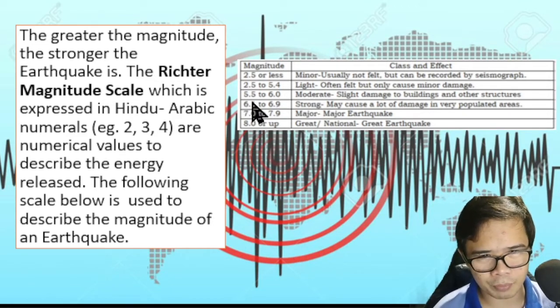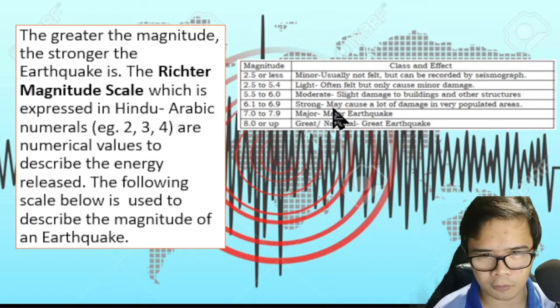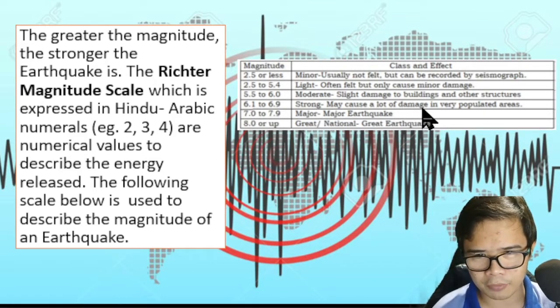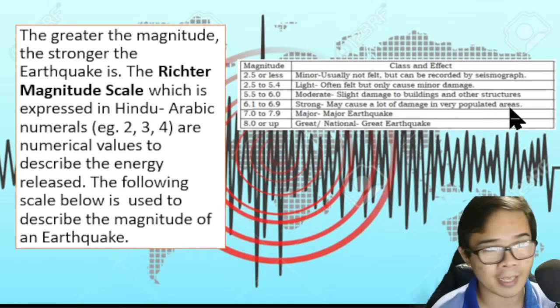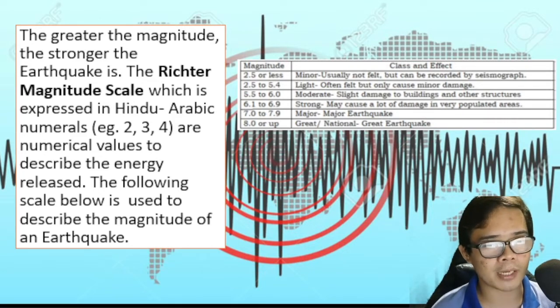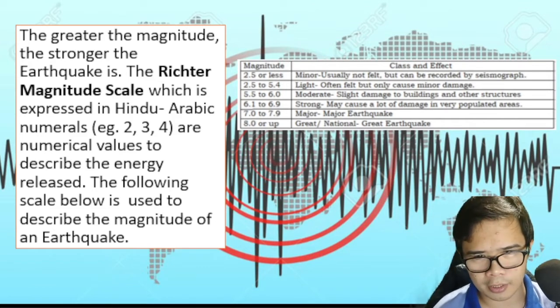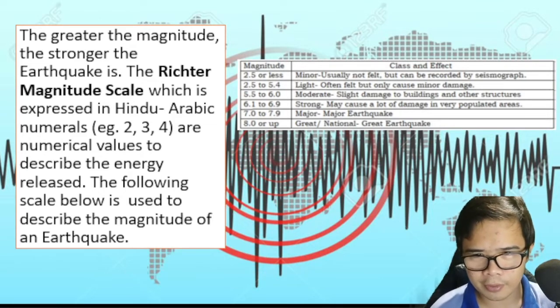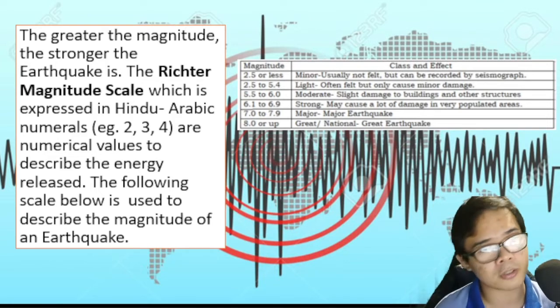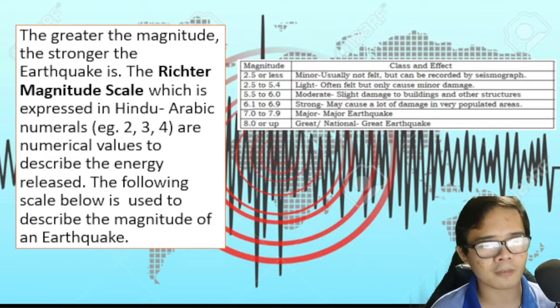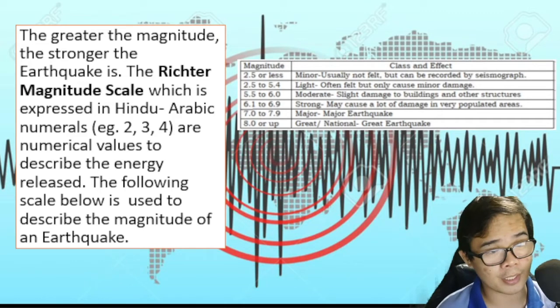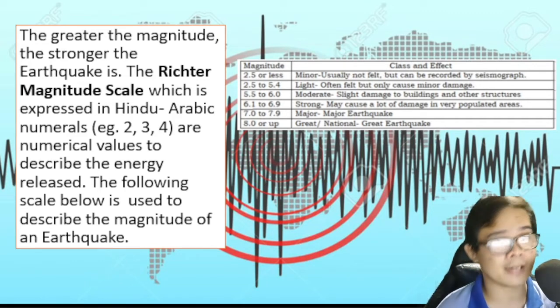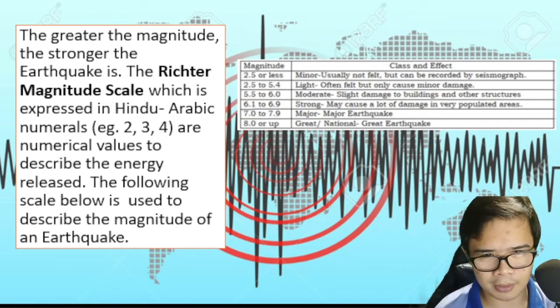Next, kung pumunta na tayo sa 6.1 to 6.9, ito na yung tinatawag natin na strong. So, it may cause a lot of damage in very populated areas. Ayan. So, meron tayong strong and ito actually, it can cause a lot of damage, lalo na sa mga populated areas like sa malls, sa supermarkets, sa mga parks. Dahil sa sobrang lakas niya. So yan po ang strong.